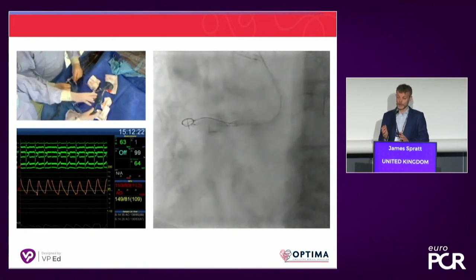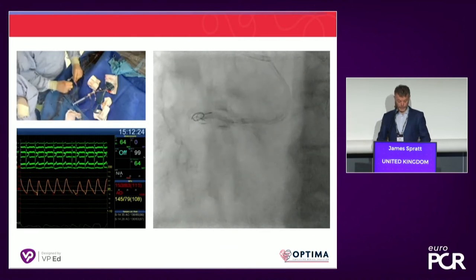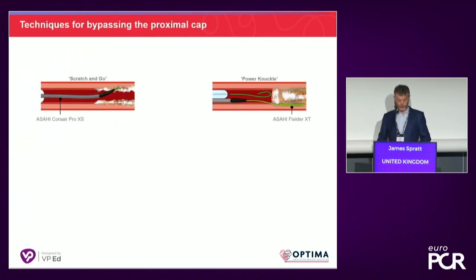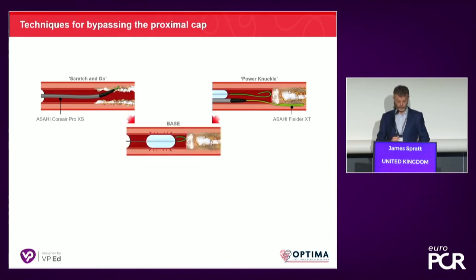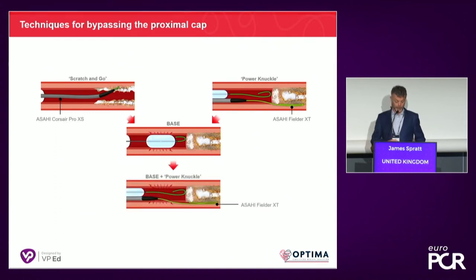What you're trying to do conceptually is stop the guide from backing out. So to try and do that, we can do a number of techniques. Initially, we described this scratch and go technique, which, to be frank, is rubbish, doesn't really work, so you can just ignore that. Or this power knuckle technique, where you have a knuckle in play, but you don't have enough support to propagate the knuckle down the vessel, so you essentially balloon trap it proximally. And BASE is a fairly similar technique, where you actually create intimal disruption proximal to the proximal cap, and then you ignore the cap, if you like, you just bypass the cap.